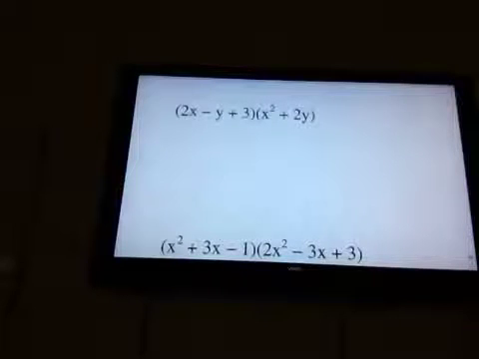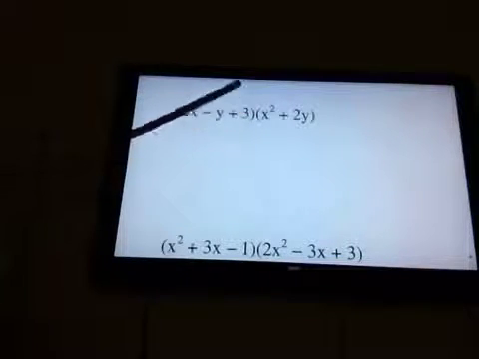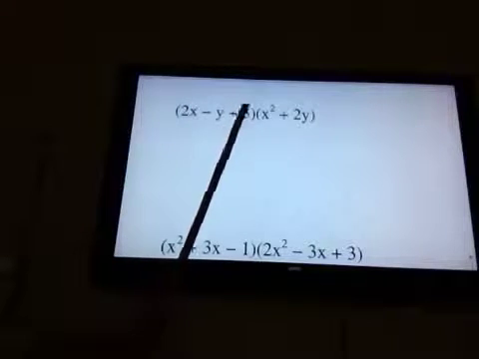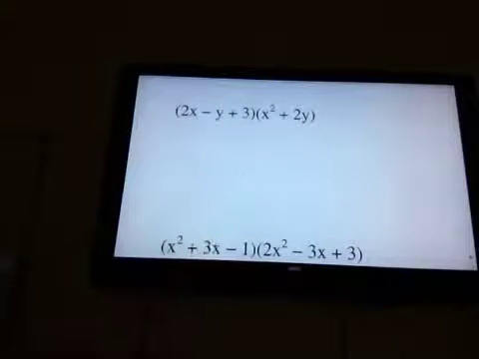This one looks different simply because I have the 3-term one first and the 2-term one second. Some people don't like that look. They like the 2-term before the 3-term. So if that bothers you, then switch it. I'm not going to switch it. I'm going to leave it. So all I'm going to do is distribute 2x times everything, and then negative y times everything, and then positive 3 times everything. But, again, if you like the 2-term one before the 3-term one, then move it to the front. Okay?